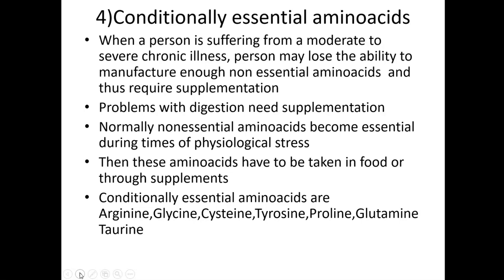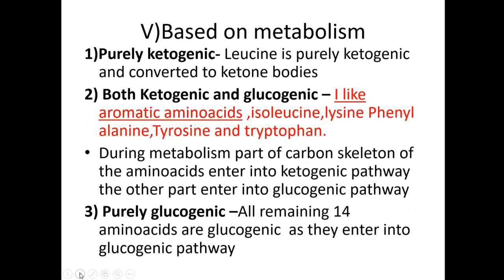Actually we can synthesize all non-essential amino acids in our body. But in some special conditions, we lose the ability to manufacture enough non-essential amino acids. So this requires supplementation. If there is any kind of disorder at the time of digestion, we need supplementation. At the time of physiological stress, we need supplementation. And all these amino acids have to be taken in food or through supplements. Which are the conditionally essential amino acids? Arginine, glycine, cysteine, tyrosine, proline, glutamine and taurine.